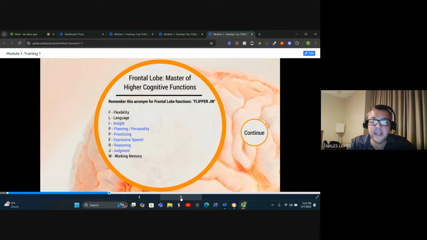We use many mnemonics throughout the course. One that we like to use is FLIPPERJW for the frontal lobe, meaning F for flexibility, L for language, I for insight, P for planning, P again, prioritizing, E for expressive speech, R for reasoning, J for judgment, and W for the working memory.